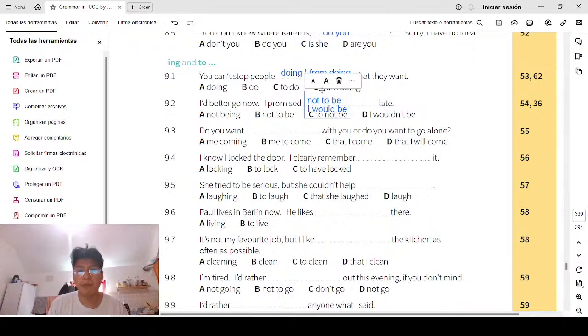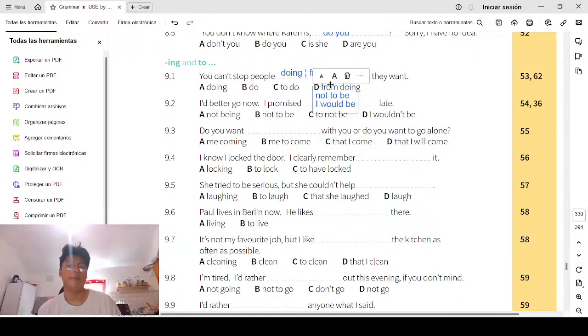There are specific verbs that we can't use with -ing. For example, promise. You can't say I promise going or I promise doing. It's just I promise plus an infinitive verb. In this case, I promise not to be. Never with an -ing. I promise not to be, because it's a negative.